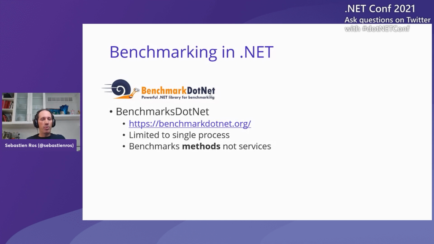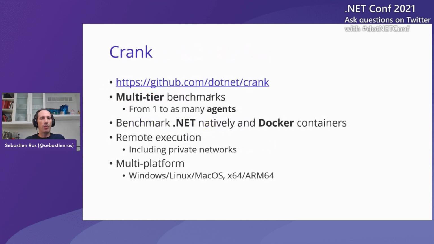What we want to be able to do in the ASP.NET team is to measure applications and also multi-tiered applications. So that's why we created Crank, which is an open source project made of agents, like services, and a controller, which is a CLI, that will let us run benchmarks on different machines, as many as we want, from one machine to all the machines you want. That's why I'm saying from one to many agents.